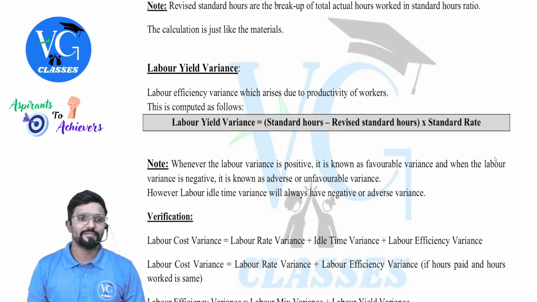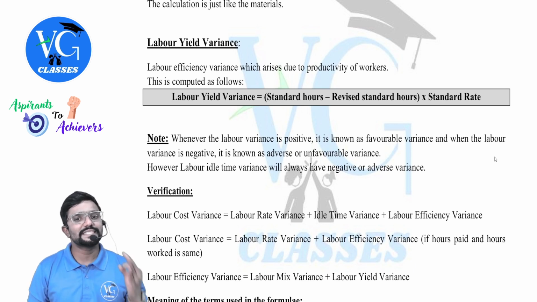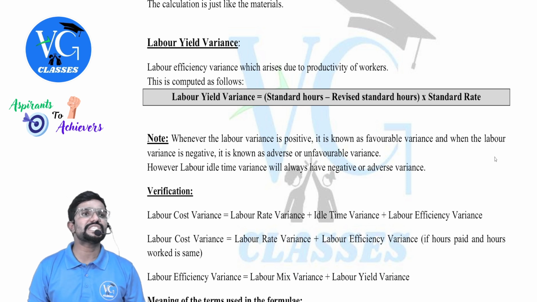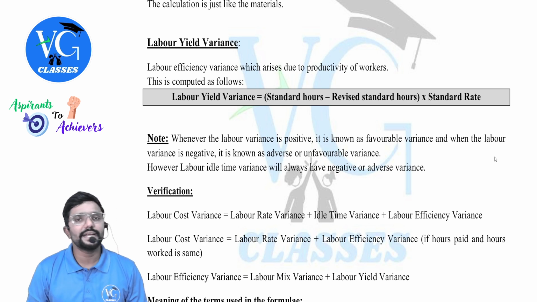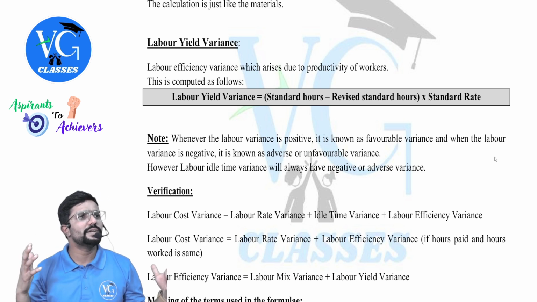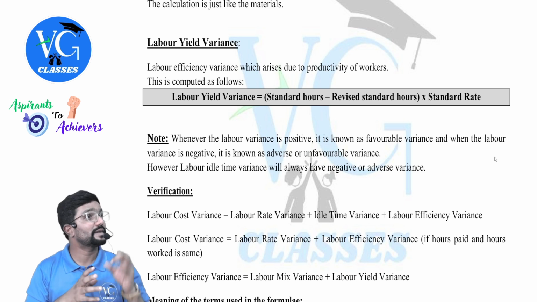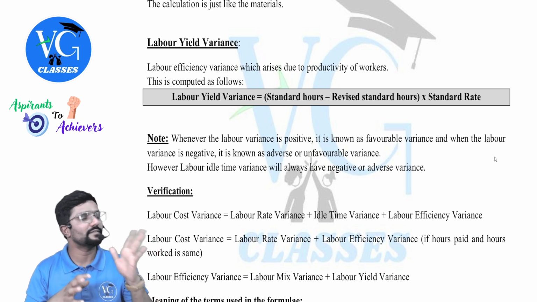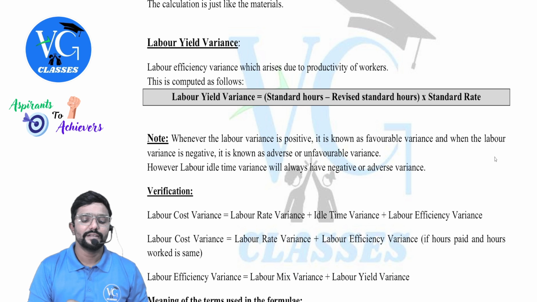Labor yield variance is the labor efficiency variance which arises due to productivity of workers. It is computed as follows. Labor yield variance is equal to standard hours minus revised standard hours into standard rate. Whenever the labor variance is positive, it is favorable. Whenever it is negative, it is adverse. But idle time will always be adverse.